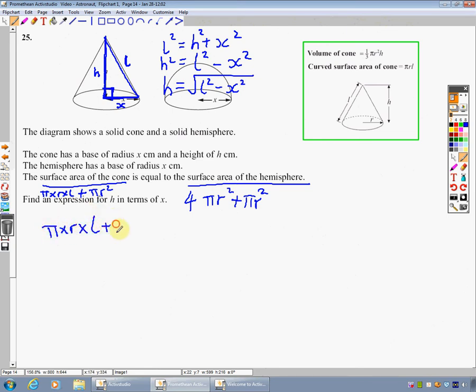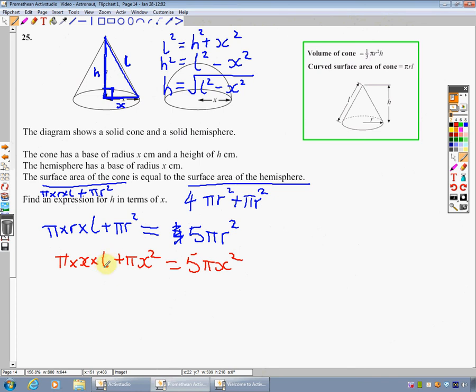Now I need to replace my r's with x's, don't I? So it's going to be pi times x times L plus pi x squared equals 5 pi x squared. Whoa! And I'm going to get all of my x's onto this side. I want to get an equation including L on its own. So I'm going to take away this pi x squared, take away pi x squared, which is going to give me pi x L equals only 4 pi x squareds left now.